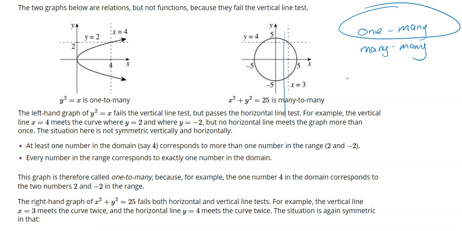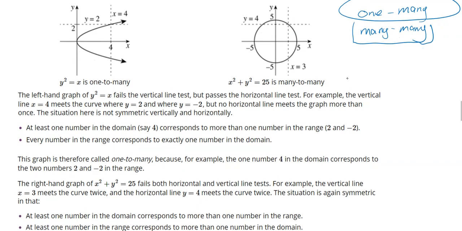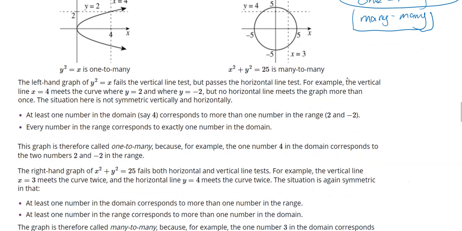So it fails the vertical line test, but also fails the horizontal line test. Now, if I take a thing out here, it hasn't passed through anything. But again, it's not about if it can pass the test, but rather where it can fail the test. If it's possible to fail the test anywhere, then it's failed the test. So this one fails both tests and is thus many to many. I feel like that's sufficiently explaining that.